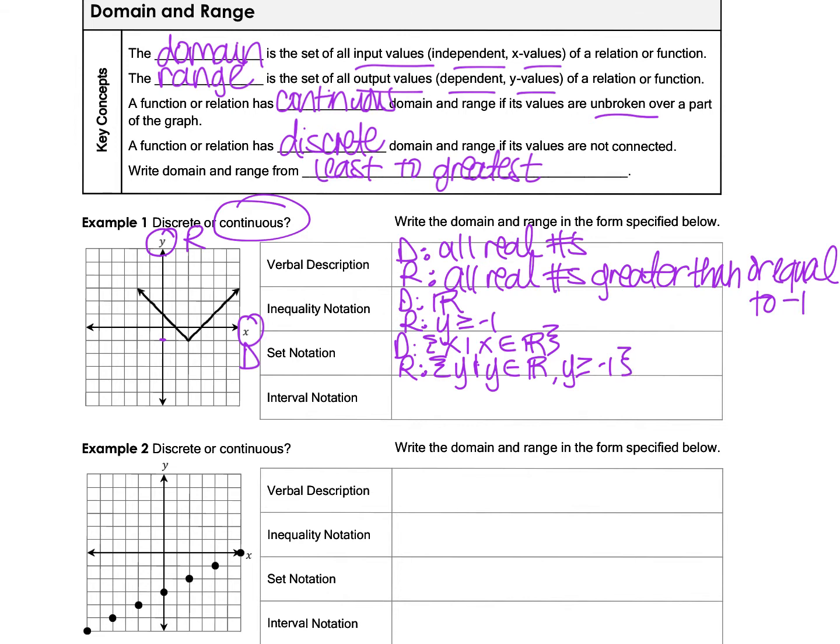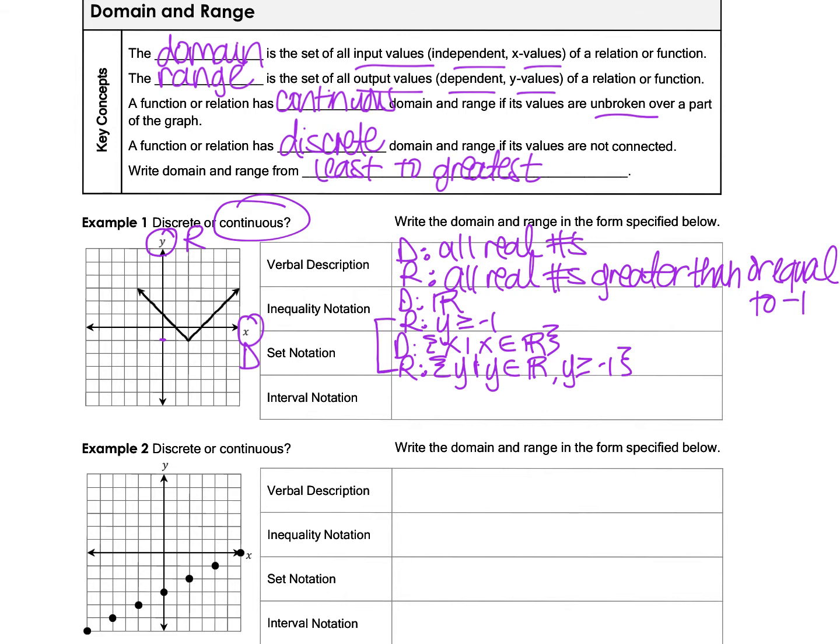So again, notice it's very similar to that, except we're having to use all that other notation. So what that means is the set of all y values is an element of all real numbers that are greater than or equal to -1. So again, it looks kind of confusing, but it's really not difficult, just needing to know that that's how the form is with set notation.